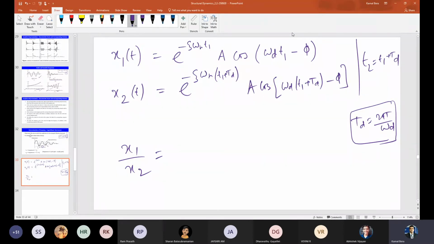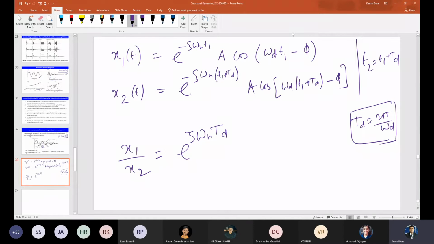So what we are doing: from experiment we are finding the two successive peak responses, that is x1(t) and x2(t). x1(t) is the response at time t equals t1. x2(t) is the response at time t equal to t2. And t2 and t1 are separated by one cycle, so that is Td. So it's a damped case. What is Td? Td is 2 pi by omega d. Omega d is nothing but omega n root over 1 minus zeta square. So it will come as e to the power zeta omega n Td.